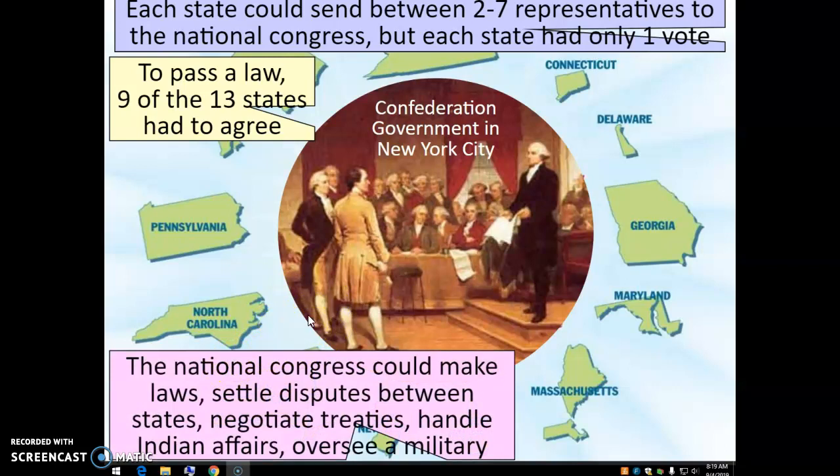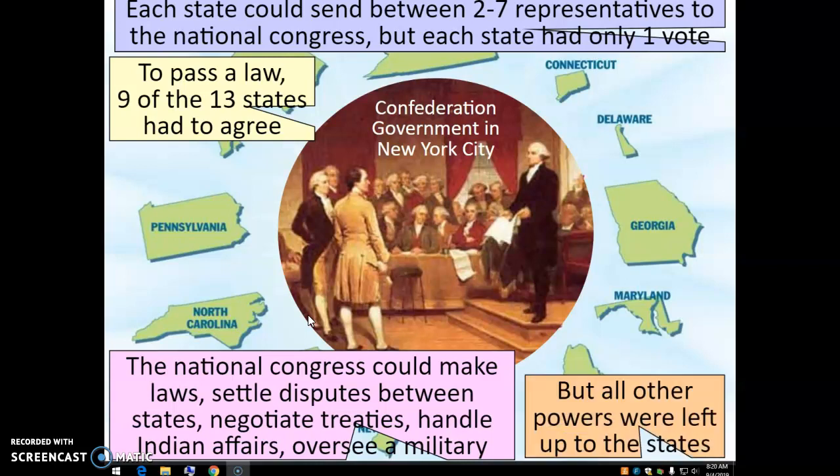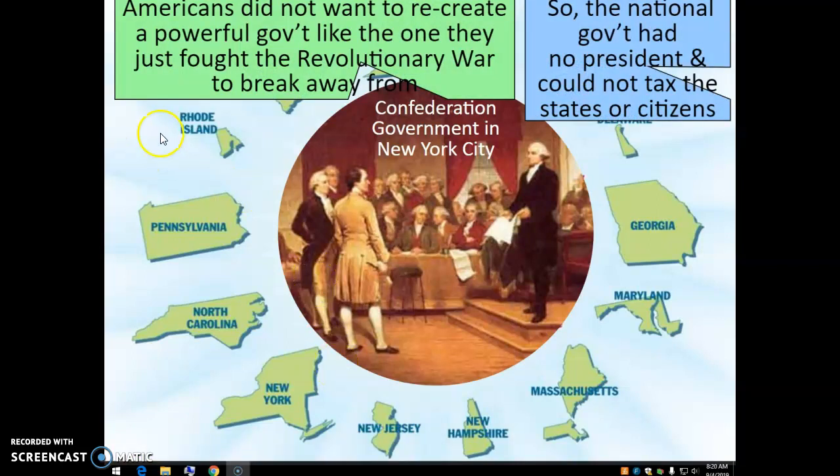Really, all the federal government did would be to make laws to settle disputes among states, whether they be over territory or trade or so forth, and even mostly trade they didn't get involved in. They could negotiate treaties with other countries. They would handle Indian affairs, as we talked about with Bacon's Rebellion, where you have citizens who are now being threatened by Native American populations, and they have the ability to oversee a military. However, they don't have the ability to tax, so therefore it makes it almost impossible to do any of these things, and everything else is left up to the states. So you have the states really with more power than the federal government.